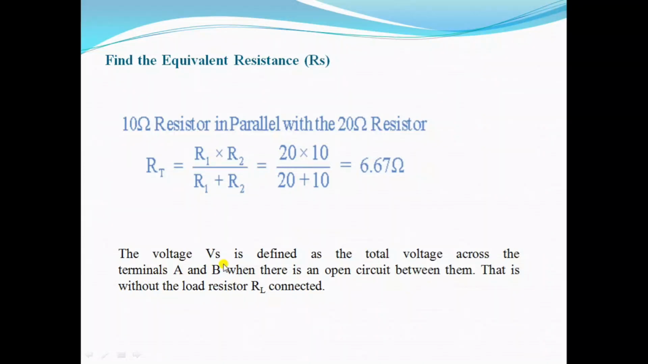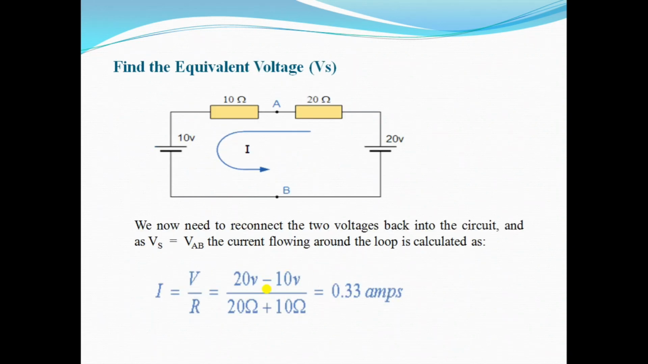The voltage Vs or Vth is defined as the total voltage across the terminals A and B when there is an open circuit between them, that is, without the load resistor RL connected. To find the equivalent voltage, that is Vs or Vth.